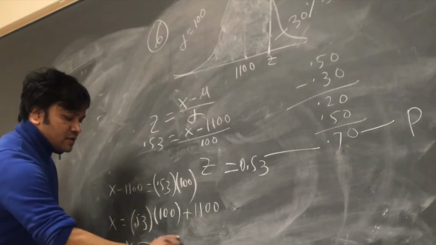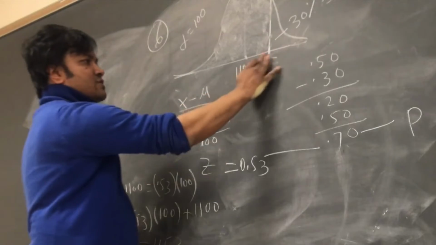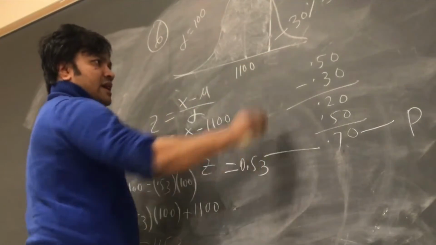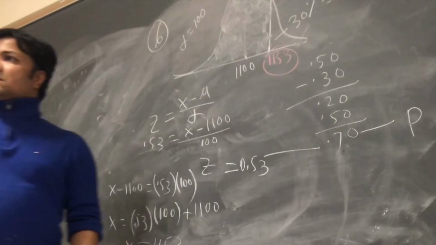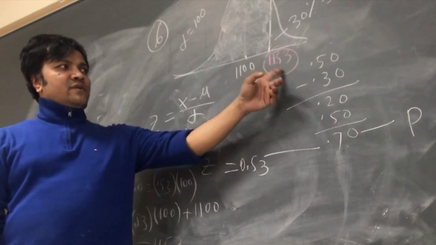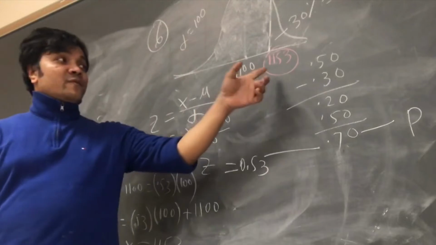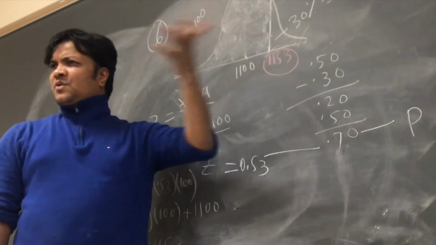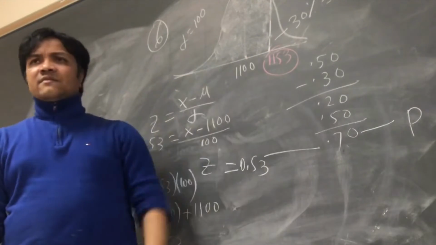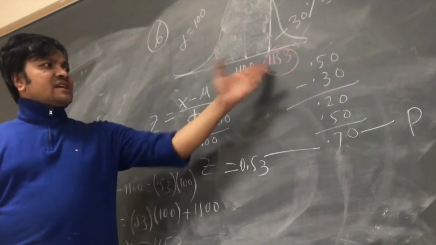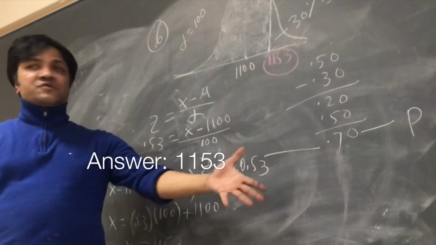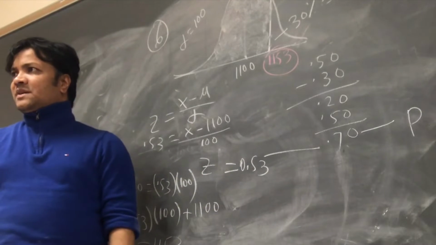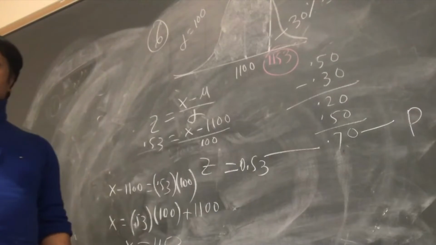So a potential student has to get 1153 or more. If you get 1154, is that okay? Yes, of course. Anything more than 1153 is okay, but anything less than 1153 is not good. So you have to get at least 1153 to get into your college, though it's maybe subject to negotiation. That's the answer.